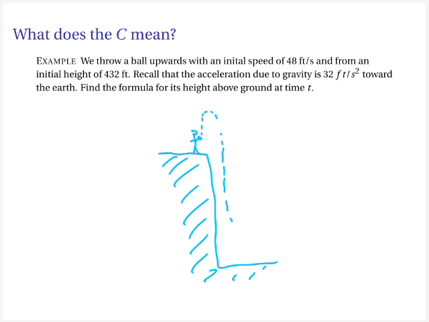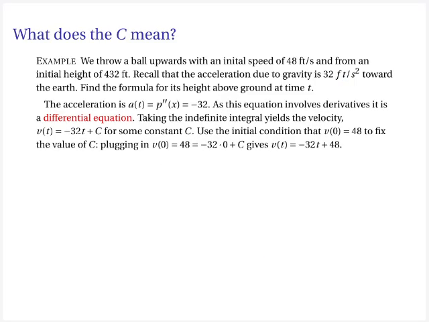So the acceleration due to gravity is 32 feet per second squared towards the Earth. Find the formula for the height above ground at time t. Okay. So of course I'm given the acceleration. I know that the acceleration is minus 32. And because that equation that says the second derivative is minus 32 involves derivatives, it's called a differential equation. So I'm given the differential equation.